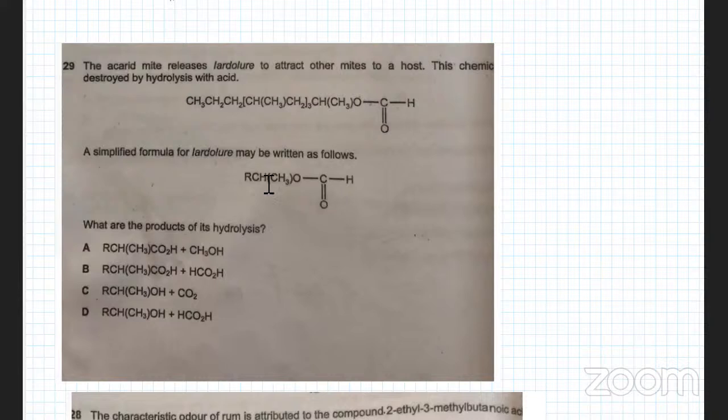Okay, so this question, he's saying it's destroyed by hydrolysis with an acid. So the simplified structure of this thing is this. What are the products of its hydrolysis? So this is easy. You're hydrolyzing it. So I guess you're going to break the ester link, and this side will turn into a carboxylic acid, which is methanoic acid. This side will turn into CH3OH. And so the answer, I guess, is going to be D.